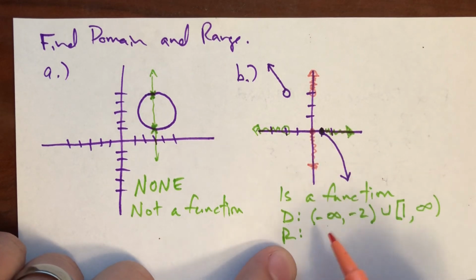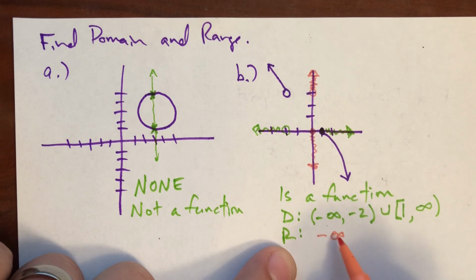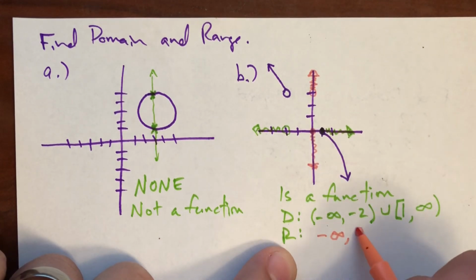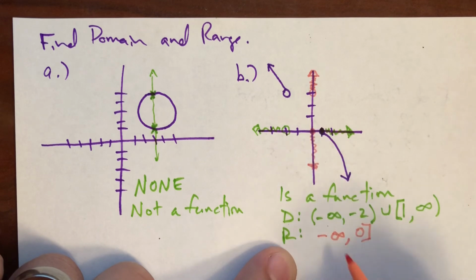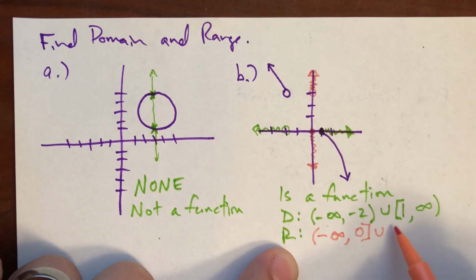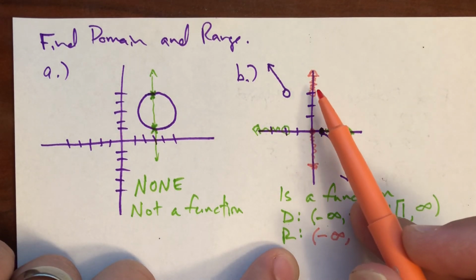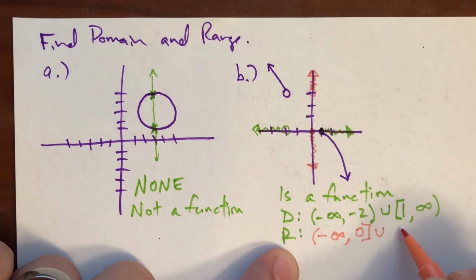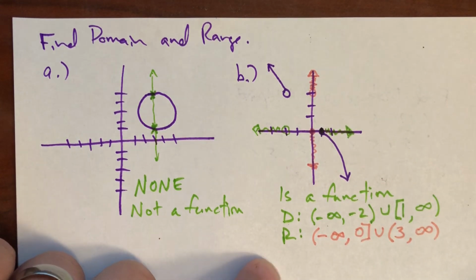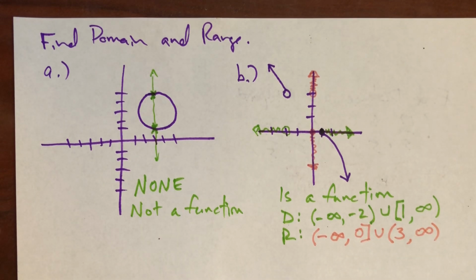So this interval would be negative infinity all the way to 0, and we would include 0 because we have a closed dot there. Then we have a union and then the rest of it, 3 on up. We don't include 3. We go all the way up to infinity, and we don't include infinity. All right, so functions, domain and range. We did it.